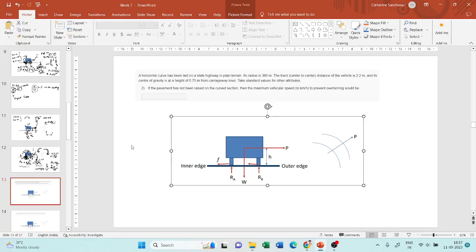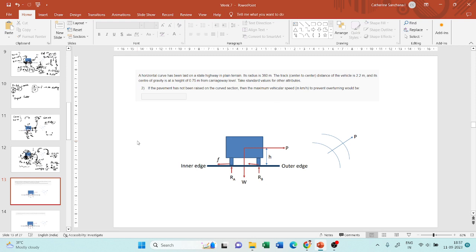Now moving on to the next question. A horizontal curve has been laid on a state highway in plain terrain. Its radius is 360 meters. So they've given R as 360 meters. The track or center to center distance of the vehicle, we saw that track distance is nothing but B, so it is 2.2 meters, and its center of gravity is at a height of 0.75 meters from the carriageway level. So H is equal to 0.75 meters.